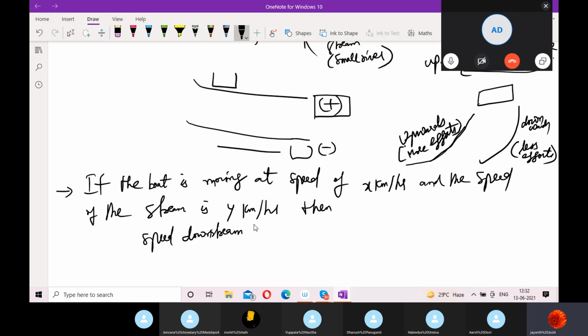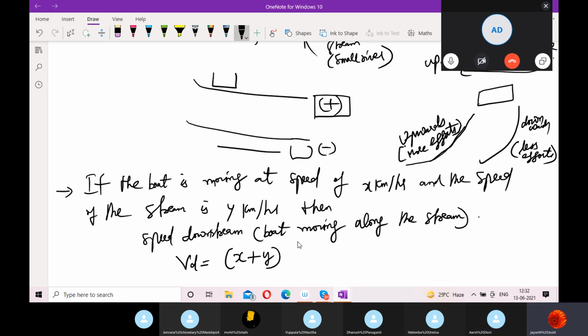So speed downstream, okay, here I'll write boat moving along the stream. So I would write here VD, speed downstream, is equal to speed of the boat plus speed of the stream. All of you make a note of this.